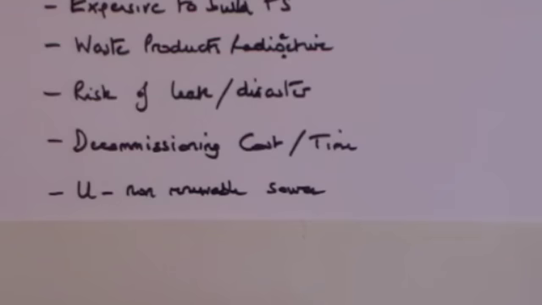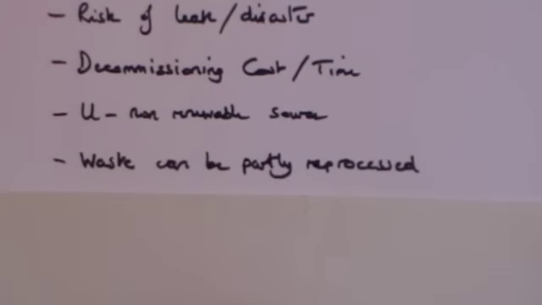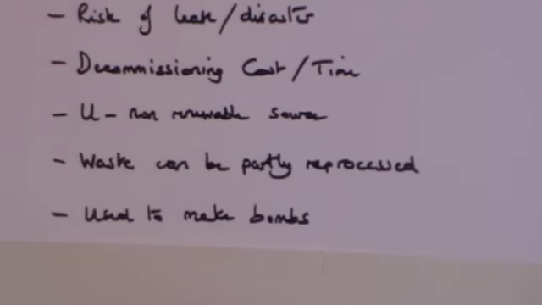Uranium is in fact a non-renewable source. You can't actually make uranium, but on the positive side, some of the waste products can be partly reprocessed for reuse. But of course, perhaps the biggest disadvantage of all is that the material can be used to make bombs, so you are always vulnerable to having that material stolen, particularly by terrorist groups. So security is a key issue.